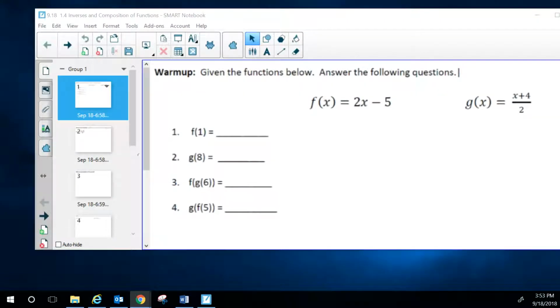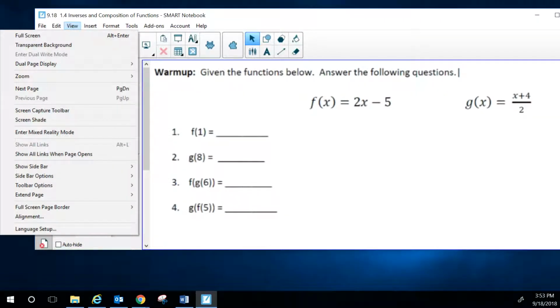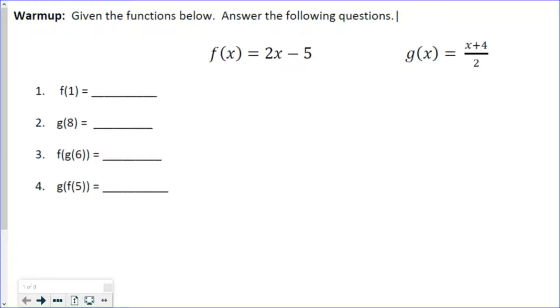Hi guys, here's day 2 of section 1.4. We're talking about composition of functions and then using composition of functions to prove that two functions are indeed inverses. So let's first talk about what it means to be a composition of a function. We're going to start off just by simply evaluating these two functions.